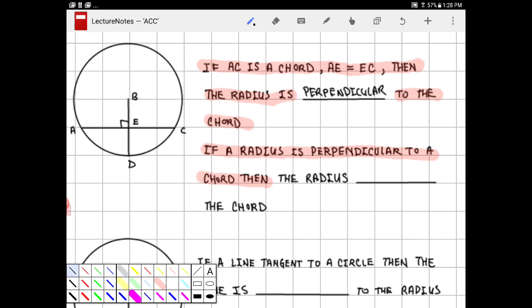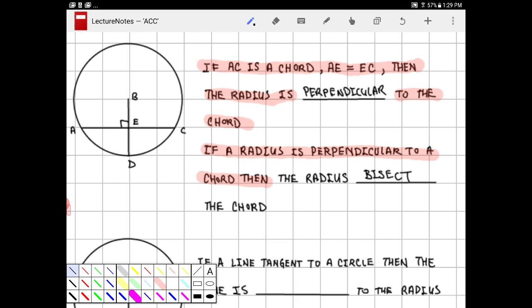Let's just think about this for a moment, okay? If the chord and the radius are going to be perpendicular, then the result is the radius will, pause for a moment, okay? Pause the video if you want to think about this. Welcome back. What will happen between the radius and the chord is one will bisect the other. So the radius will bisect the chord. These two are going to be bisected.